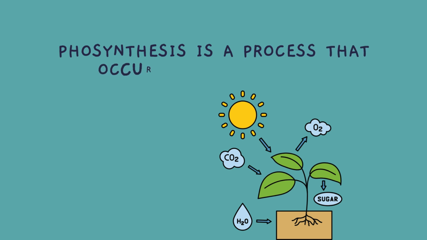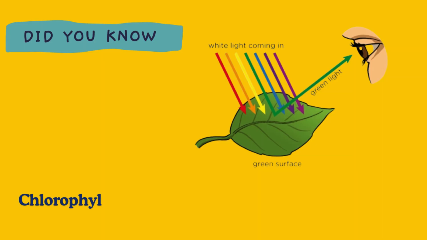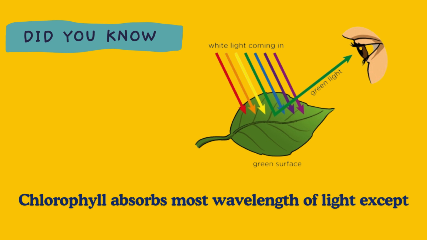Photosynthesis is a remarkable process that occurs in the leaves of plants, specifically in tiny structures called chloroplasts, which contain a green pigment called chlorophyll. This process converts light energy from the sun into chemical energy stored in glucose, a type of sugar. Did you know that chlorophyll absorbs most wavelengths of light except for green? That's why plants appear green to our eyes.